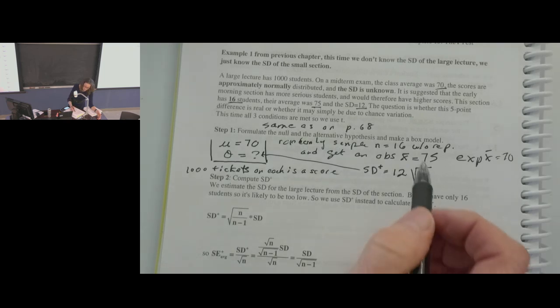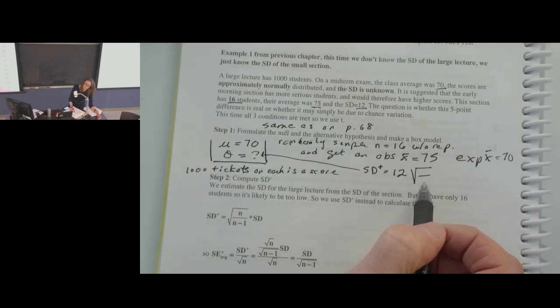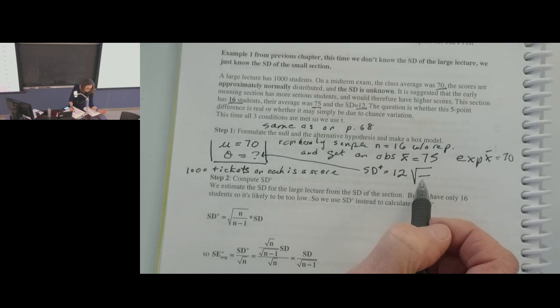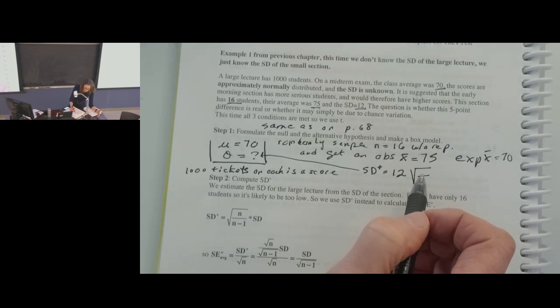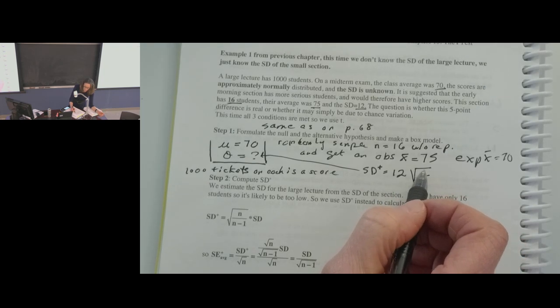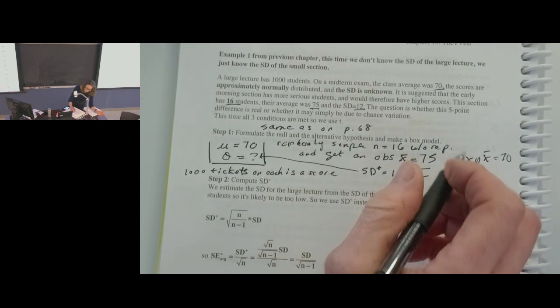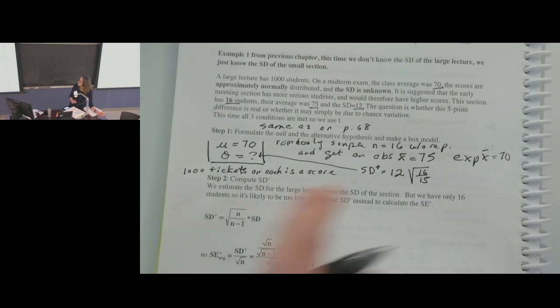We're going to make it bigger. So is it 16 over 15 or 15 over 16? You want to make it bigger, so you're going to do what? 16 over 15. That's all you have to think. Square root of what? 16, n over n minus 1 or n minus 1 over n. You want to make this bigger, so you just do 16 over 15. And that will make it a little bit bigger. Okay?